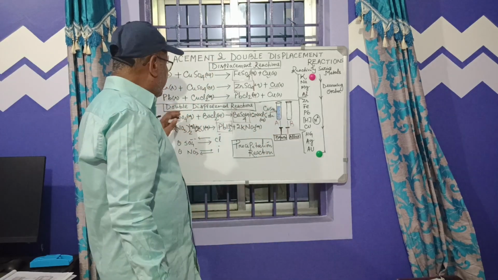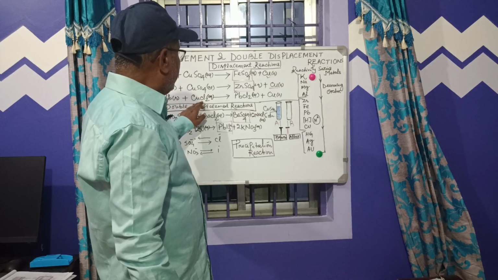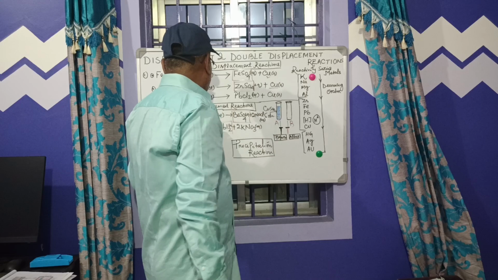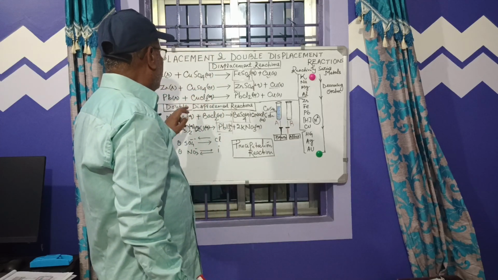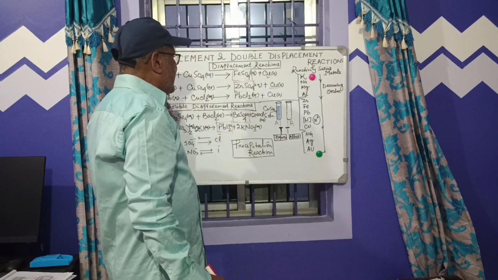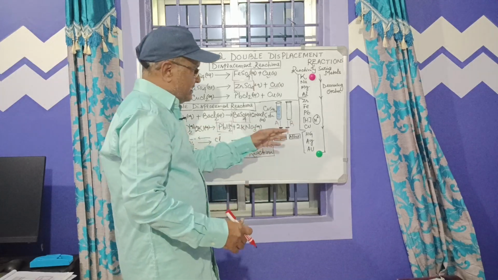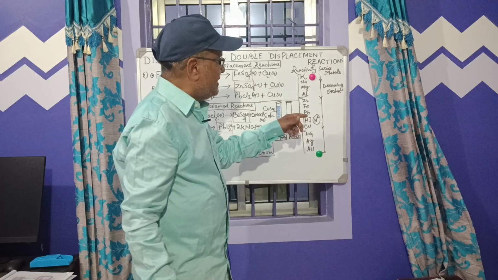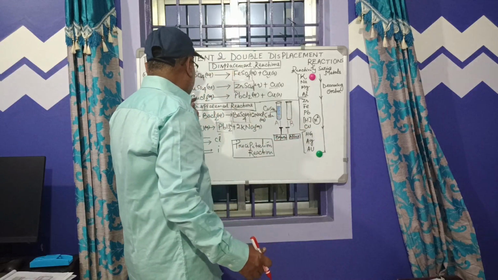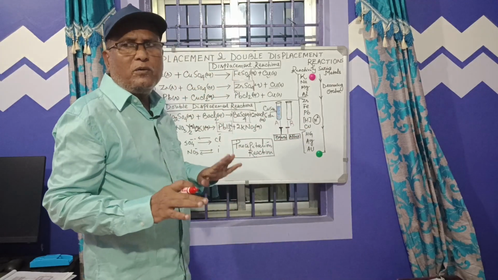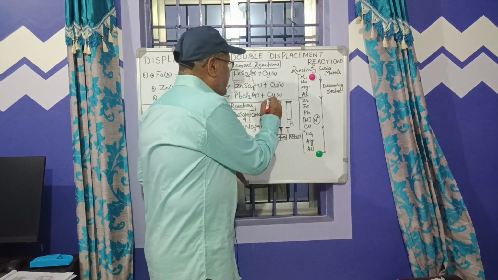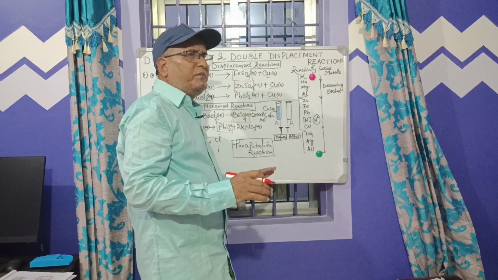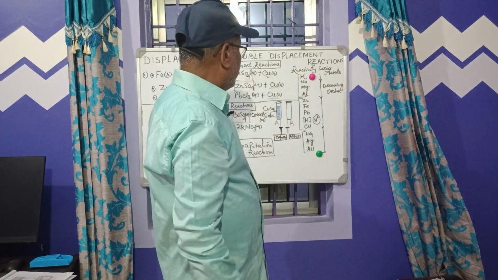The third one we have taken is lead plus copper chloride. The products are lead chloride plus copper. Copper is displaced from its compound copper chloride by lead. Let us see the positions. Lead is here, copper is here. Which one is more reactive? Naturally lead. So lead displaces copper from its compound copper chloride, and metal copper is formed. These are the examples of displacement reactions.